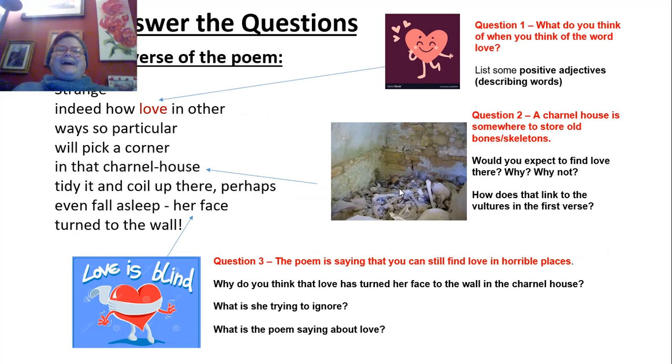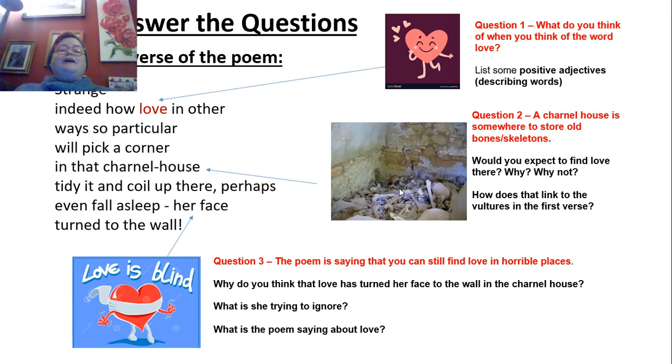Okay, task 3. So this is the next verse of the poem. Strange indeed how love in other ways so particular will pick a corner in that charnel house, tidy it and coil up there, perhaps even fall asleep, her face turned to the wall.